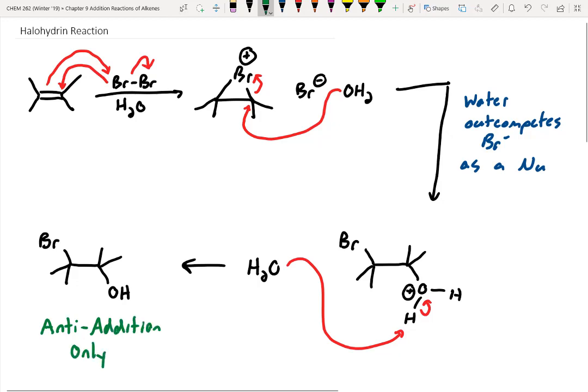And just like we saw with the reaction with elemental bromine, we get anti-addition. This time, though, instead of getting two bromines, we get one bromine and one alcohol. The other cool thing with this reaction is it also works with chlorine. Does anybody know why the reaction with chlorine is a lot less common than the reaction with bromine, though?